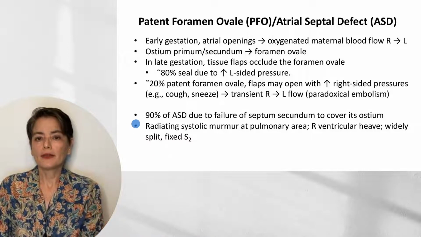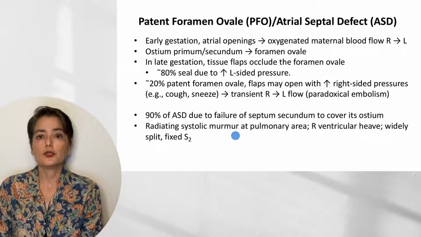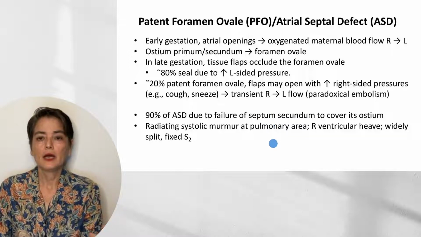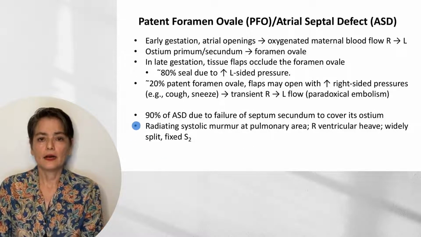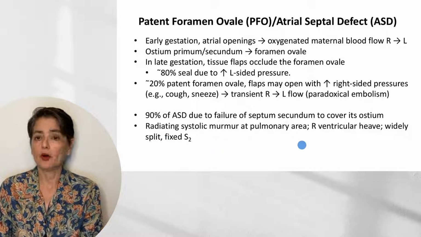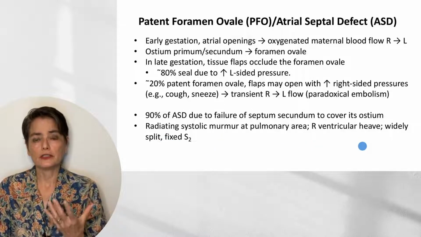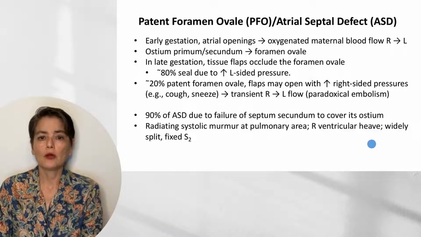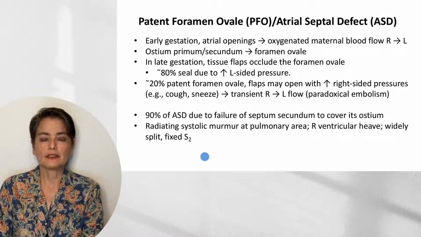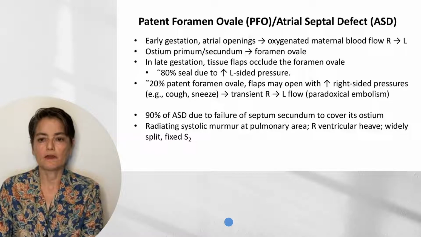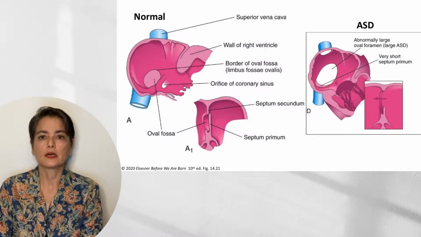So about 90% of atrial septal defects are due to failure of the septum secundum to grow and cover its ostium. Others are due to defects in the septum primum. And the classic physical exam finding is going to be a radiating systolic murmur at the pulmonary area with a right ventricular heave due to the increased thickness of the right ventricular wall, and we'll have a widely split fixed S2 because of the increased volume of blood in the lungs.